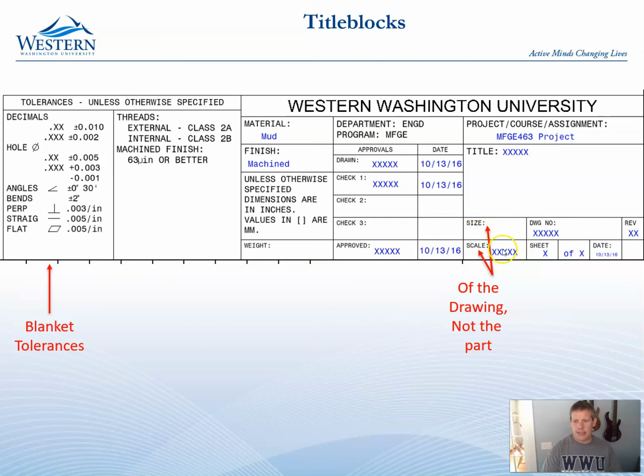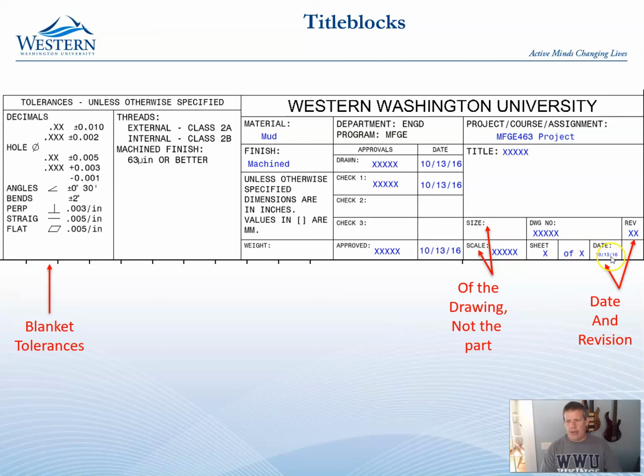Note that size and scale are of the drawing, not of the part. And so is the drawing an A size or a B size or a C size? Is the scale of the drawing 1:1 or 2:1 or 3:1? And so these need to be filled in.